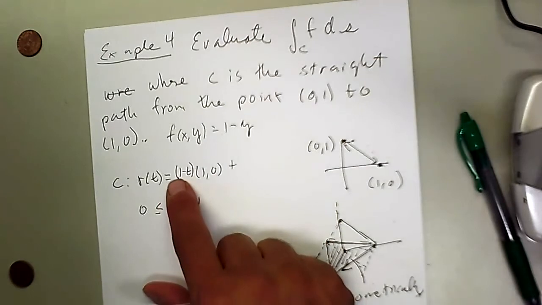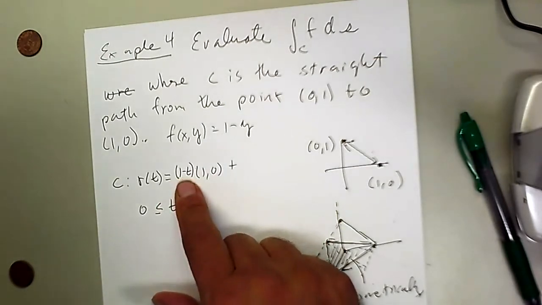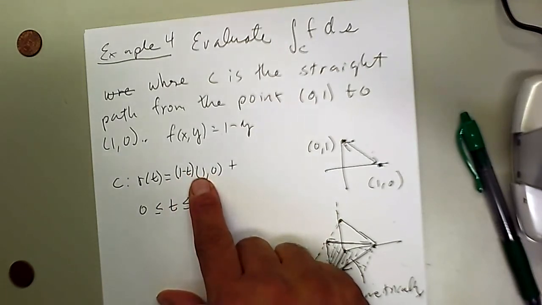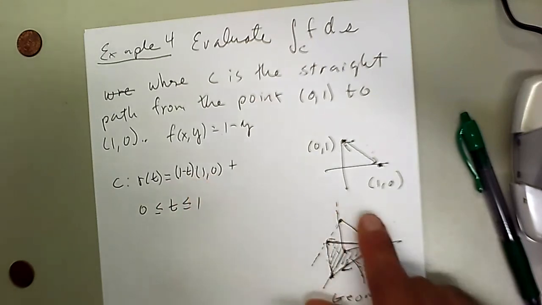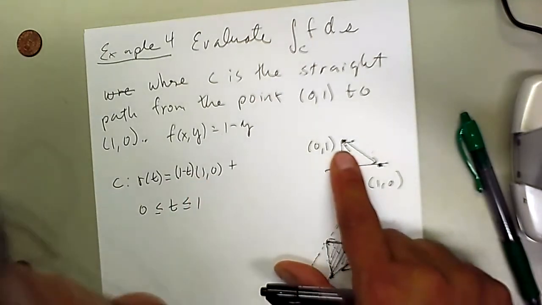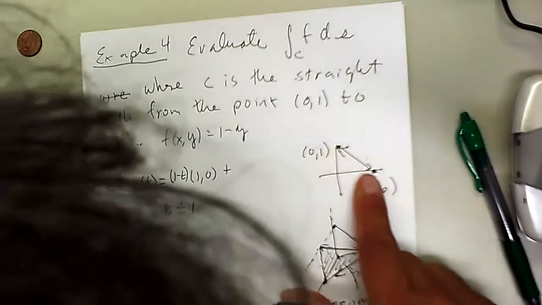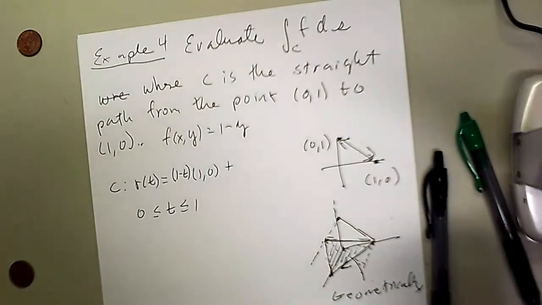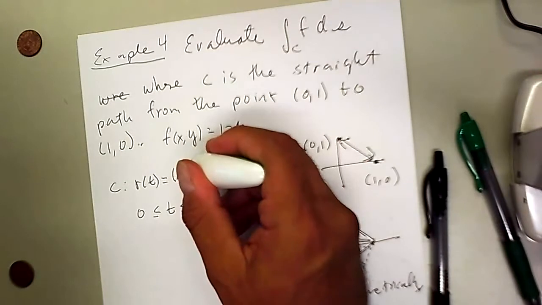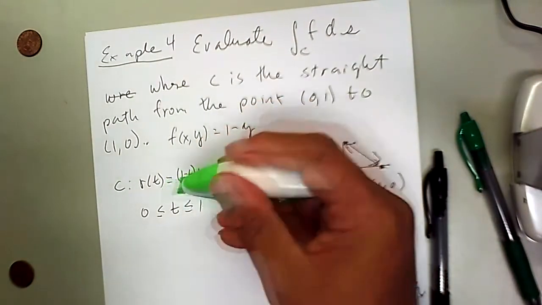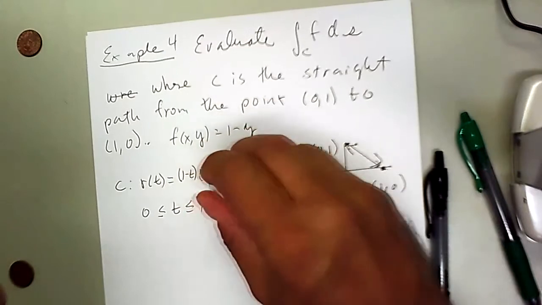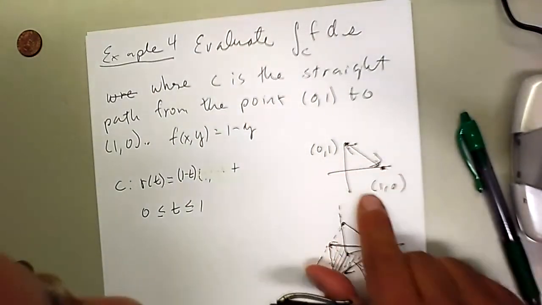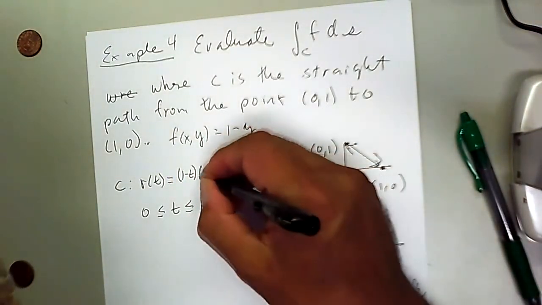So 1 minus t works really well to start with 1, 0. Wait, I'm looking at my picture differently. I want to start here and end there. Yeah, so I want to start with 0, 1. Let me try to erase this very quickly. So the vector I want to start with is not there. We don't want to start with 1, 0. We want to start with 0, 1.